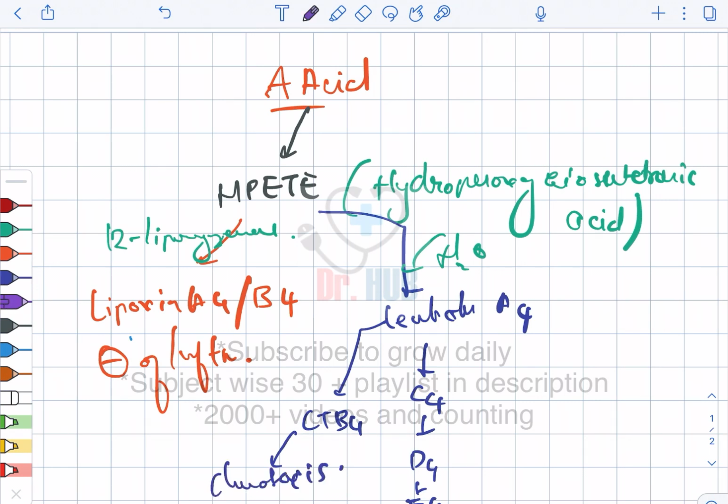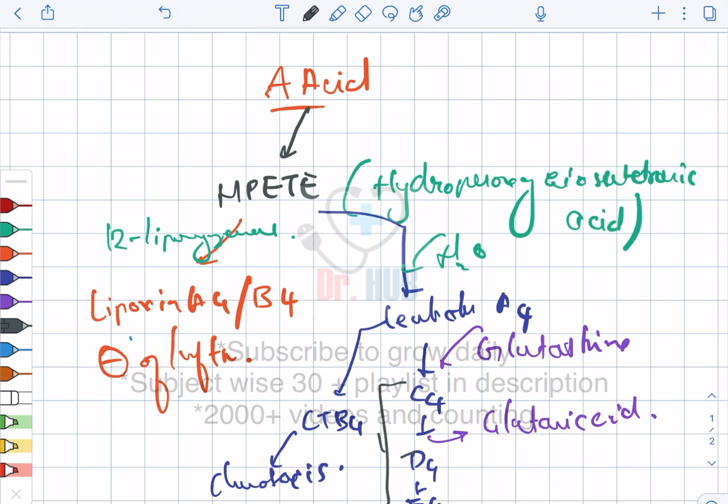On the other hand, the glutathione enters before the C4. As this enters, it leaves as the glutamic acid. On the bigger side, the C4, D4 and E4 contribute to the bronchospasm as well as increase in vascular resistance and vascular permeability.